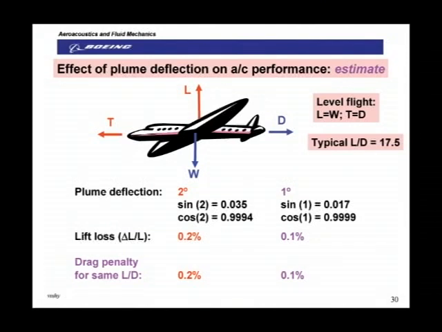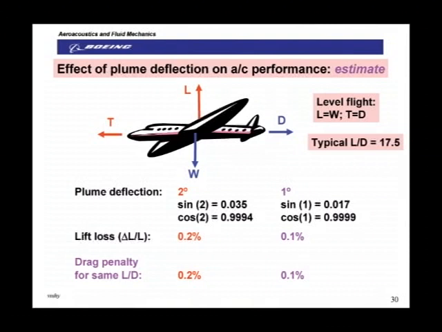Now, let's estimate that a typical L/D for cruise, for most aircraft, is 17.5. The plume deflection is 2 degrees, sine of 2 and cosine of that, and you have 1%. So the lift loss for the same L/D, if you can maintain the plume deflection to less than 1 degree, or 1 degree is about 0.1%.